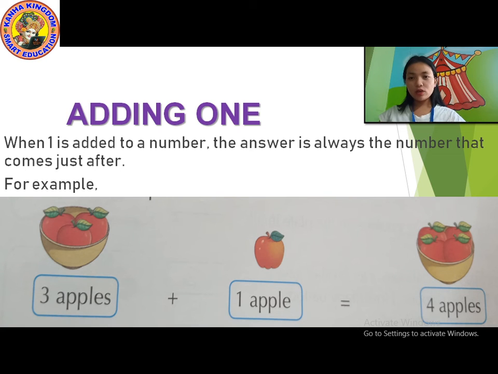And adding 1 is the second property of addition we are learning. When 1 is added to a number, the answer is always the number that comes just after. So we learned the second property of addition. I hope you all have understood the second property of addition, that is adding 1. When 1 is added to a number, the answer is always the number that comes just after. Okay student?